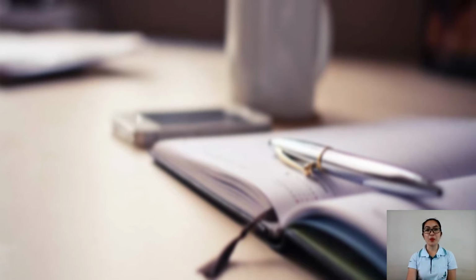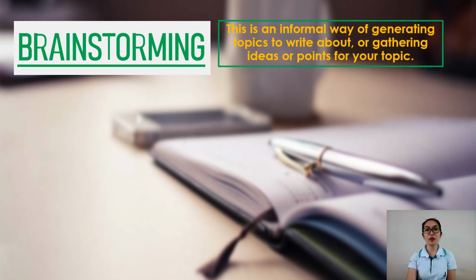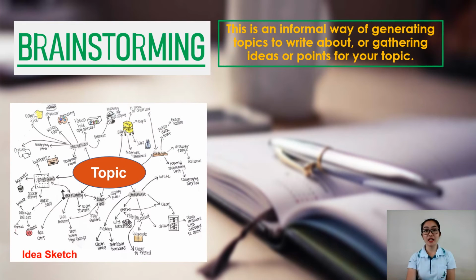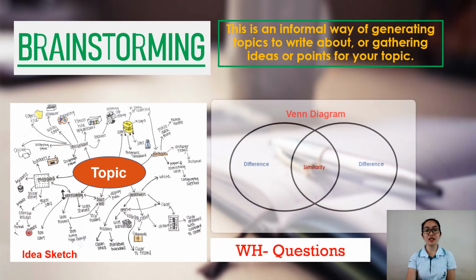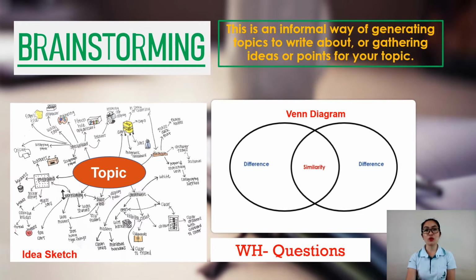As a review, brainstorming is an informal way of generating topics to write about or gathering ideas or points for your topic. The most common ways of brainstorming ideas are by using an idea sketch where you write anything that you can think of about the topic, or using a Venn diagram, which is usually used when comparing or contrasting two topics. Another way of writing your ideas is even by using or answering WH questions.